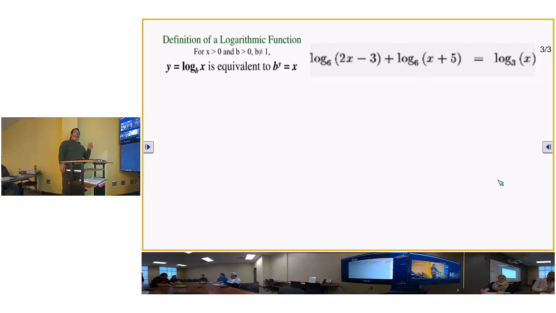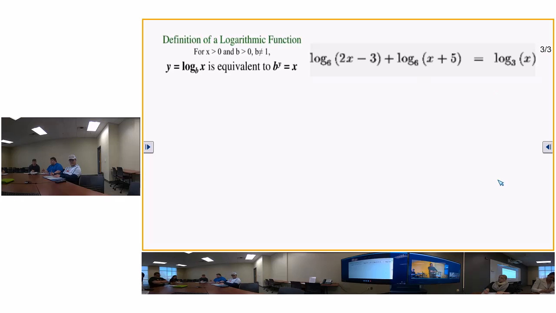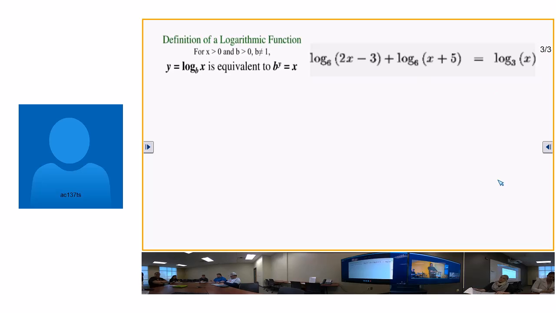That's a 6, log base 6. I don't know how this is going to come out because I just pulled it off of the internet, so it could be one of those aggravating ones or it could be real simple. So we're going to do the best we can with it.